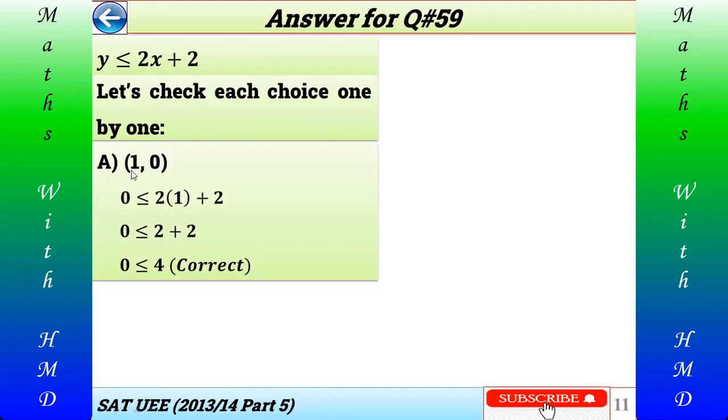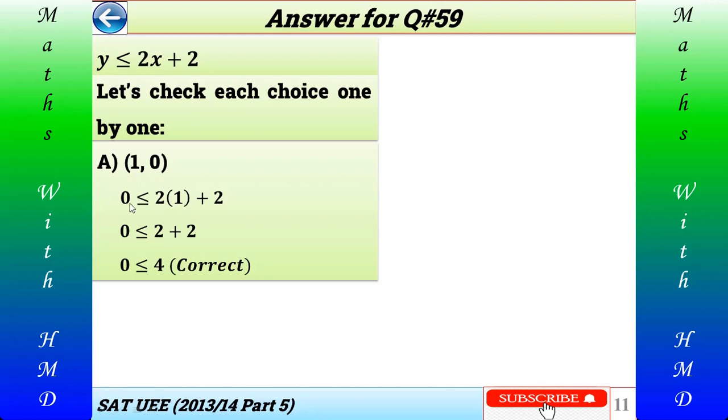Okay, so point A says the point is given as 1 comma 0, right? So substitute the second component in terms of y and the first component in terms of x in the given inequality. The given inequality is y is less than or equal to x plus 2. Then we are going to check each and every choice.